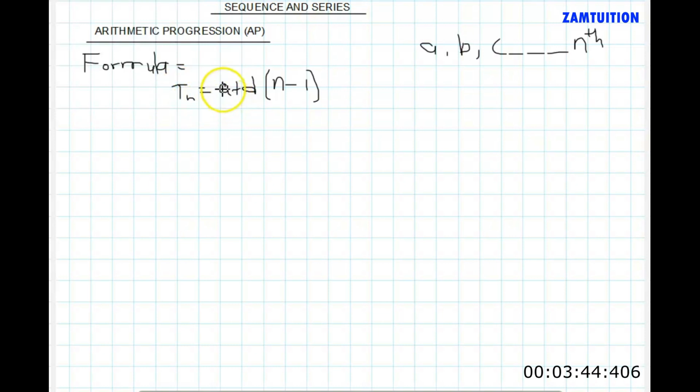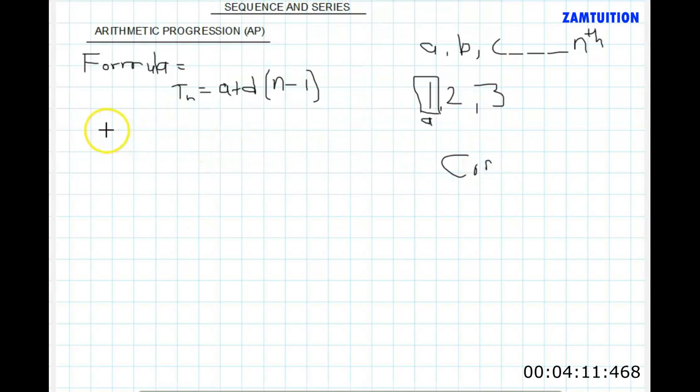And then the A stands for the first term. For example, this one. For example, we have 1, 2, 3, meaning our first term is this one. So this is our first term, and this is what we are referring to as A. And then from there is D. D is what we call the common difference.